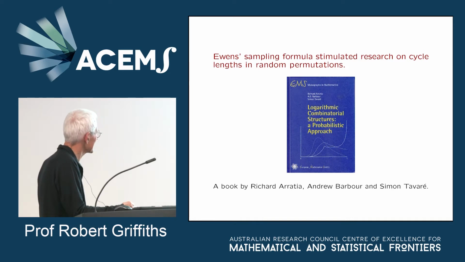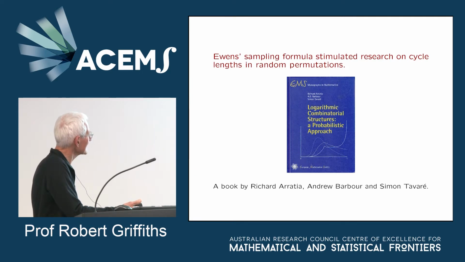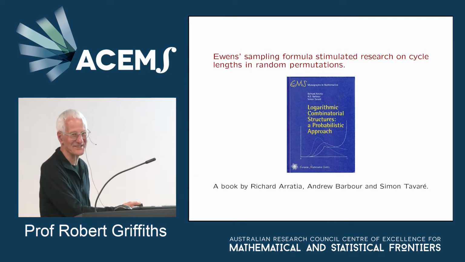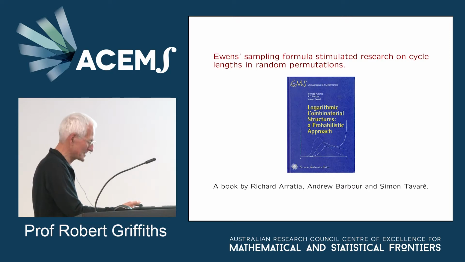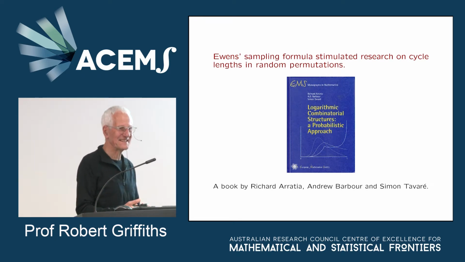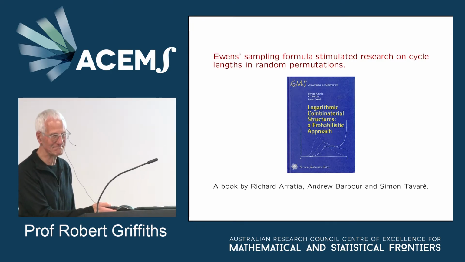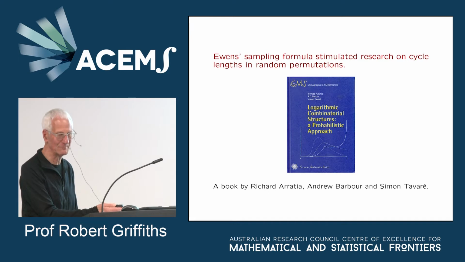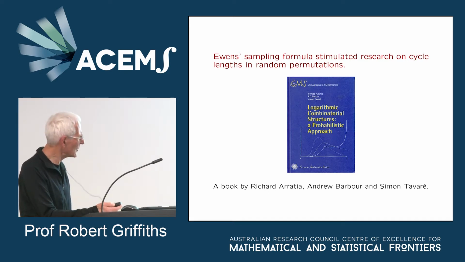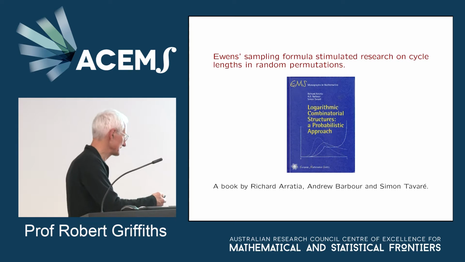So that was interesting because that stimulated work on cycle lengths and random permutations. And one of the authors of this book is in the audience today, in fact. This is a book by Richard Arratia, Andrew Barbour, who's here today, and Simon Tavaré. And I think it's fair to say that this was partly stimulated by work on the Ewens sampling formula. So that's certainly mathematics that's come from that sampling formula. That's quite a formula that occurs in a lot of places.